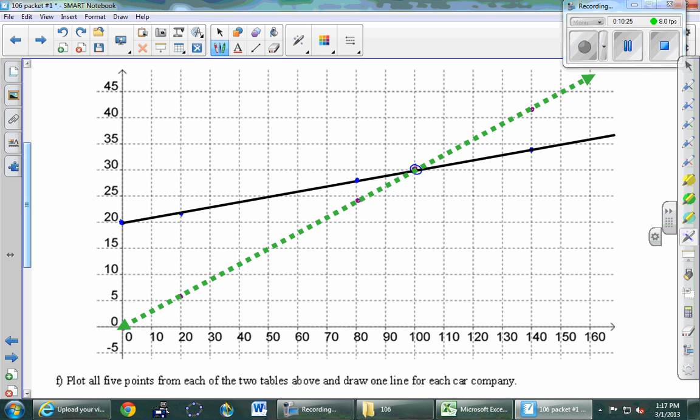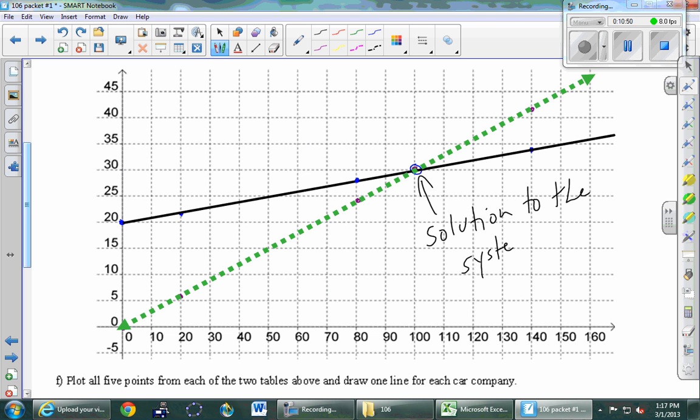But if you're driving less than 100 miles, then which one is better? A, the green one. If you're driving more than 100 miles, which one is better? B, the black line up here. So 100 is the break even, the one where they're equal to each other. And so that point right there is what we're going to call the solution to the system of equations. It's x equals 100 and y equals 30.